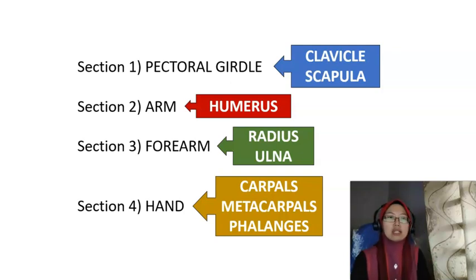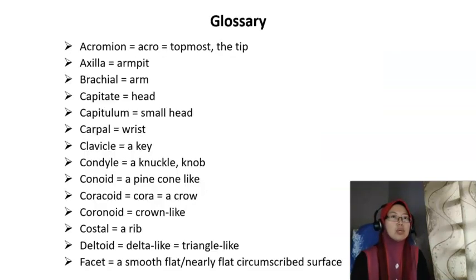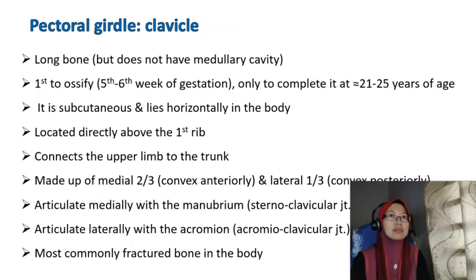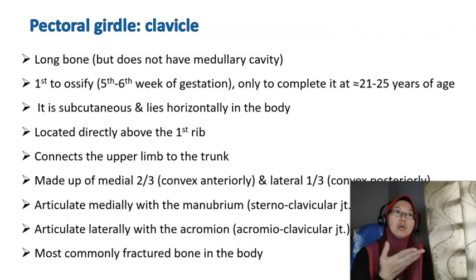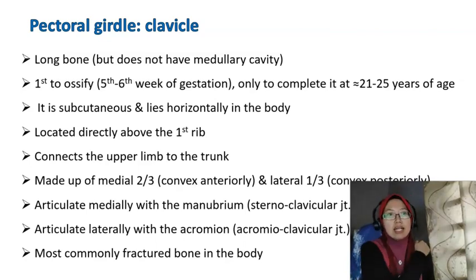And before we proceed, for those who find that it is easier for you to understand the topic by knowing the term that you are using, so you can go through this glossary, or else you can just proceed, okay? You can go through this slide by yourself. Okay, for the first section, pectoral girdle. Pectoral girdle consists of 2 bones, which are clavicle and scapula.